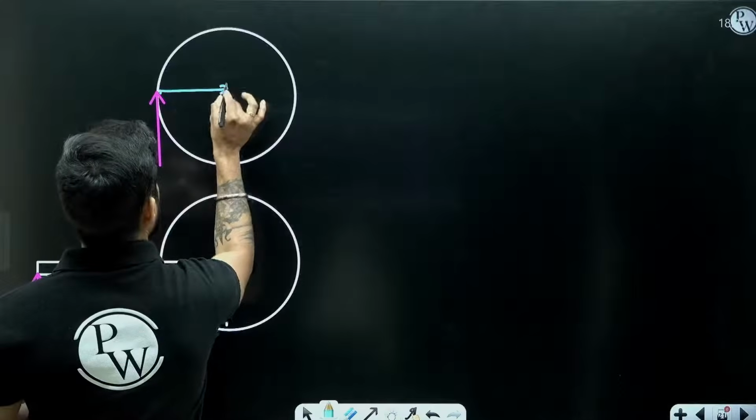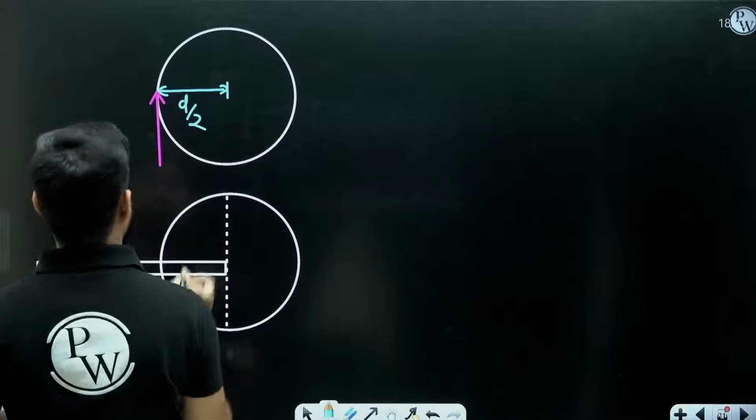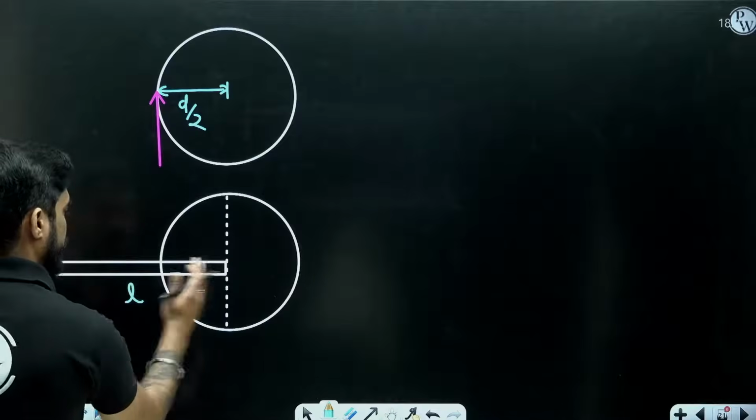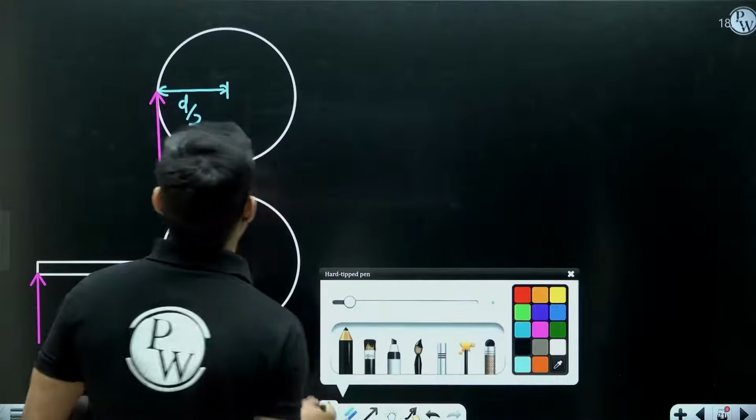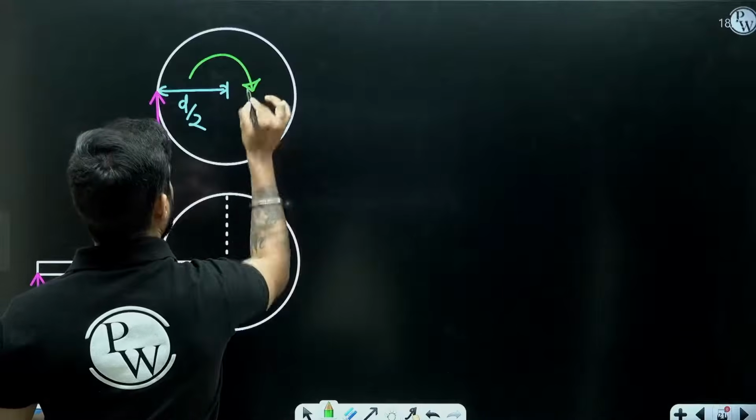What is this distance, beta? This distance is d by 2. What is this distance? This is L. In both cases, we are practically applying some torque, na?